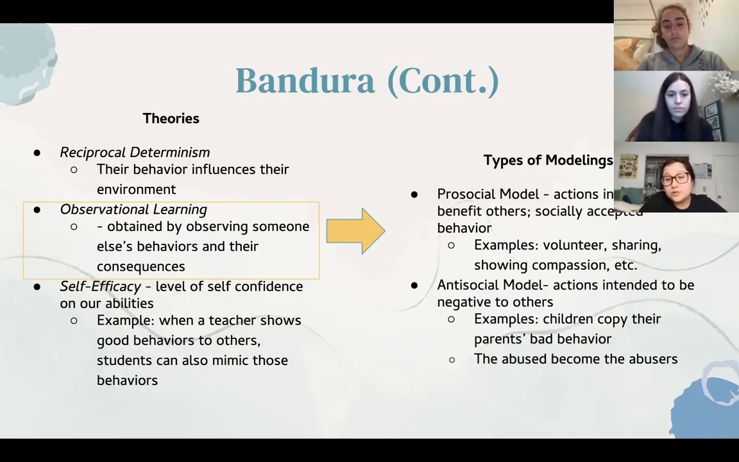And then the antisocial model are actions intended to be negative to others, the socially not accepted, which are the children copying their parents' bad behaviors or copying what their friends do that isn't accepted, even to the point where it can become where the abused students become the abusers, kind of like bullying.